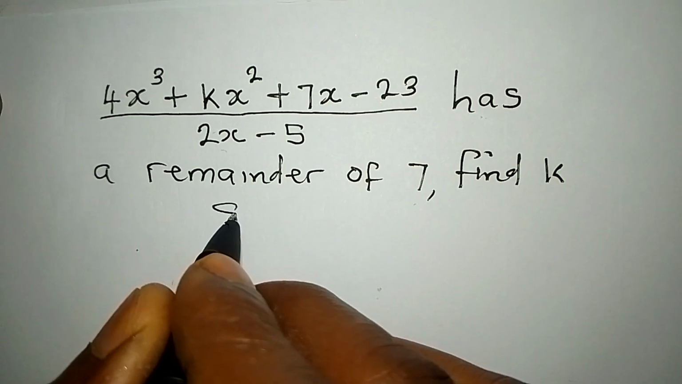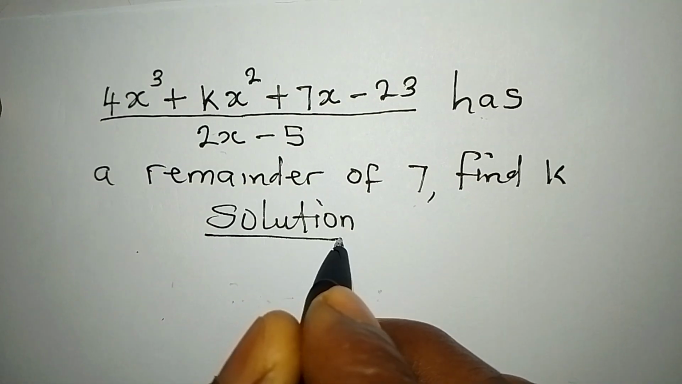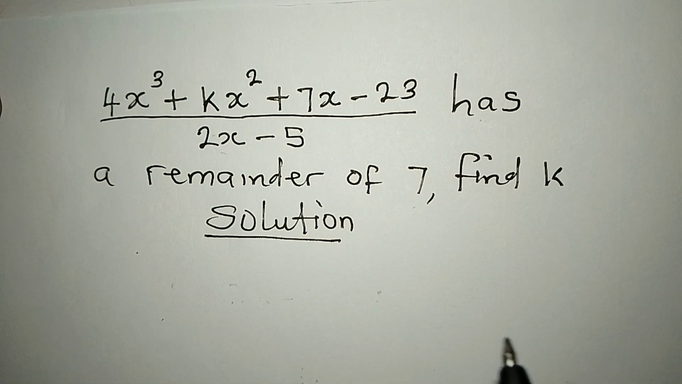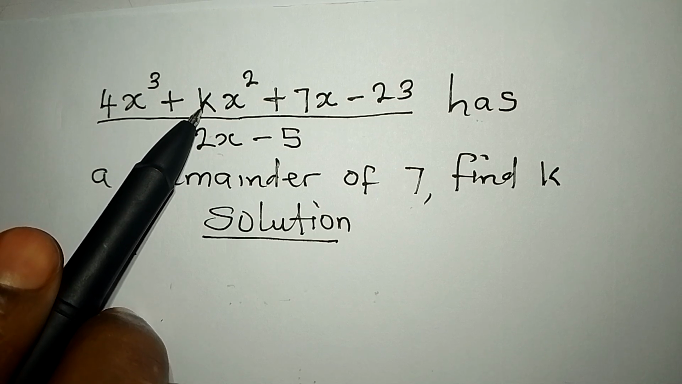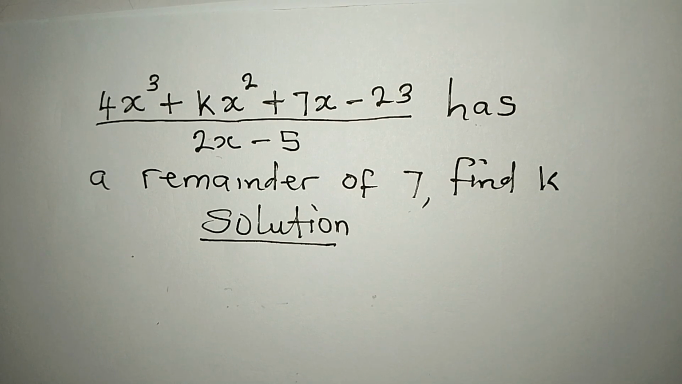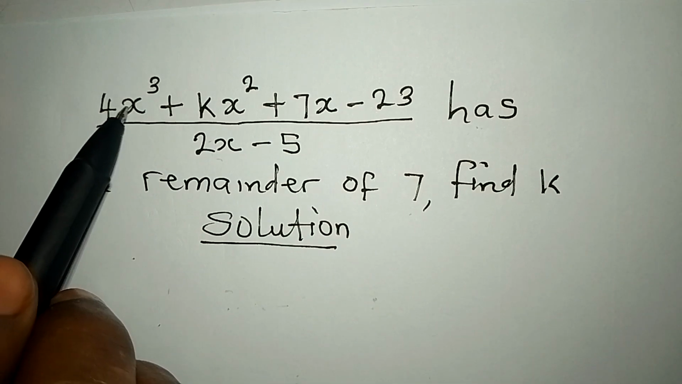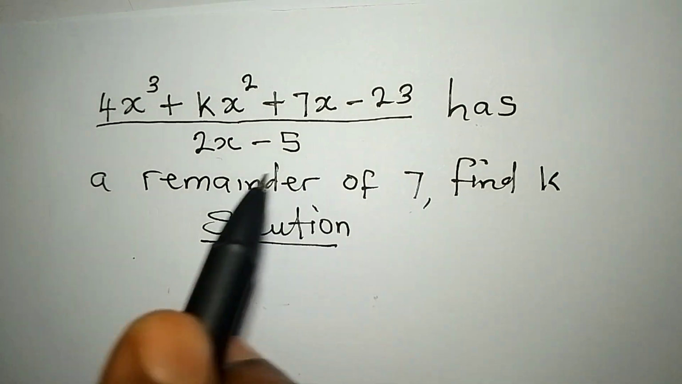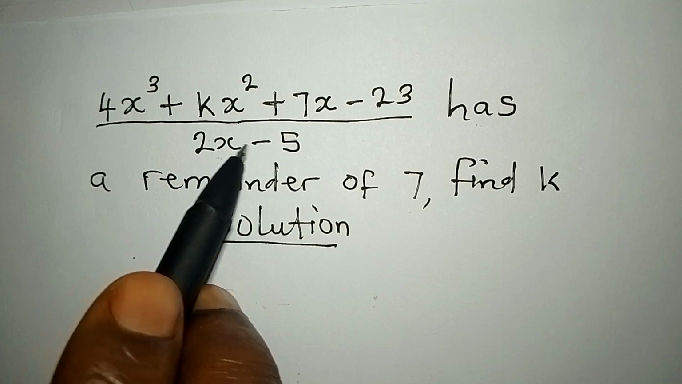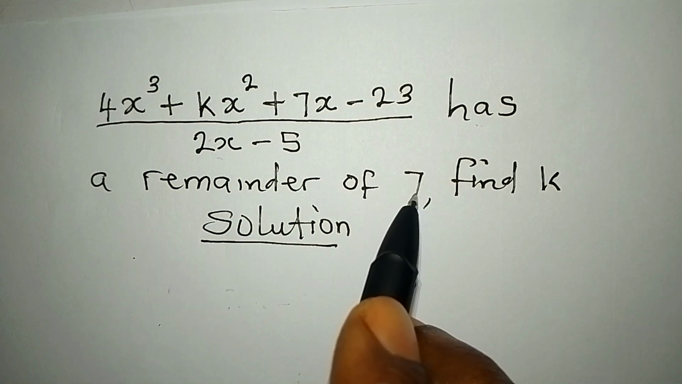Hello everyone, let's provide the solution to this problem on polynomial. Remember that we are looking for the value of k, not the value of x. And for us to get the value of k, we will need to find the value of x before getting the value of k. And mind you, the numerator here is called the dividend, while the denominator here is called the divisor. And the remainder is already given to us as 7.